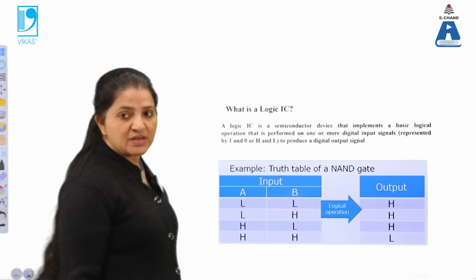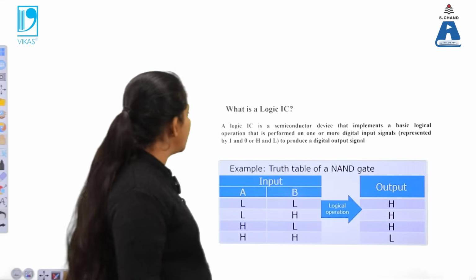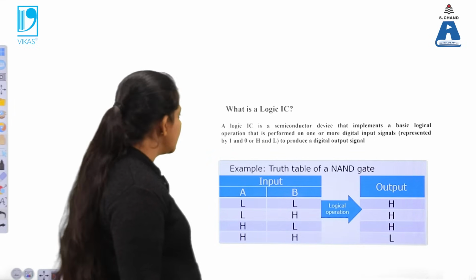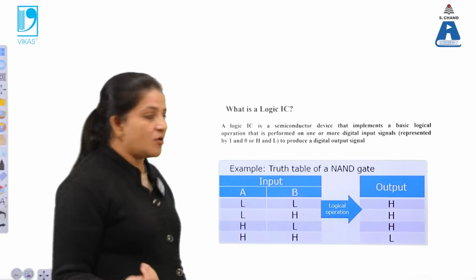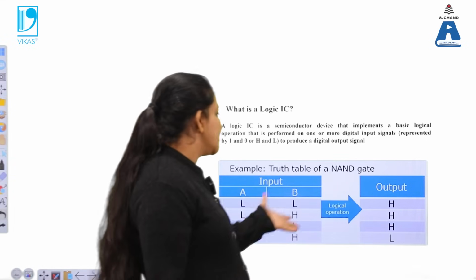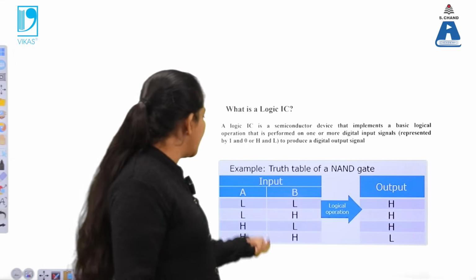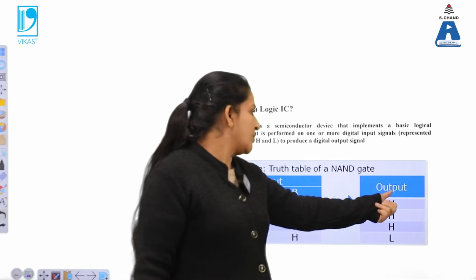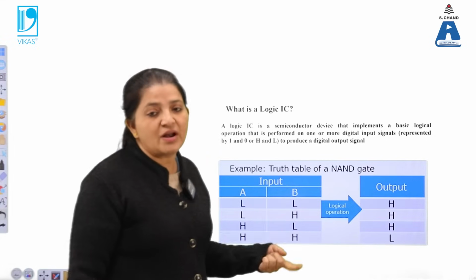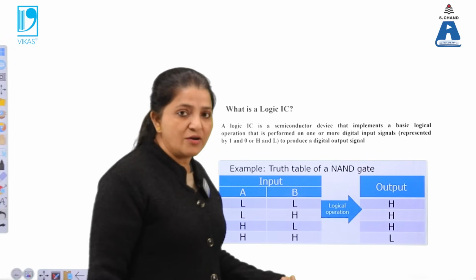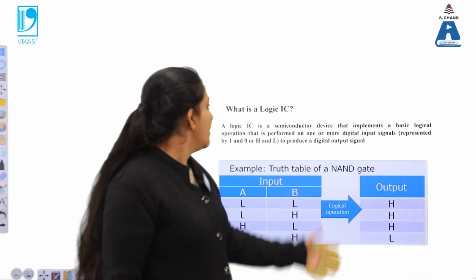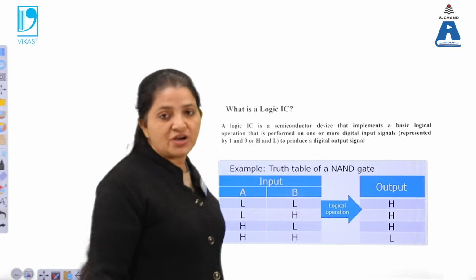Again, this is a simple semiconductor device that implements a basic logical operation performed on one or more digital input signals, which can be represented by either 1 or 0, or H and L, to produce a digital output. So that means there is a truth table of a NAND gate. When there is no input, then we will get the reciprocal of this. So here in this case, instead of 0, we are writing L, and instead of 1, we are writing H. That means high or low value. So these kinds of circuits are known as the logic ICs.